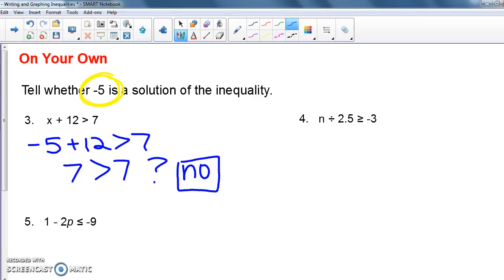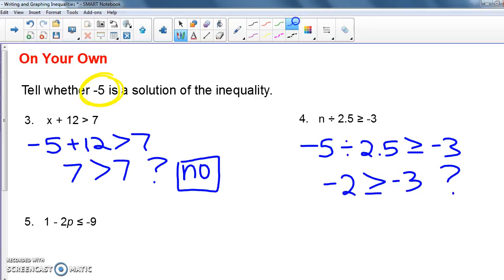Okay, let's look at number 4. We'll put a negative 5 in for n. So we're going to do negative 5 divided by 2.5. That's going to give us a negative 2. And then we ask ourselves, is negative 2 greater than or equal to negative 3? Well, it's not equal to, but it is greater than. Negative 2 is greater than negative 3. So we only need one of these to be true. So our answer is yes.